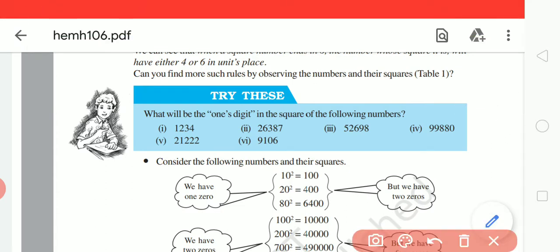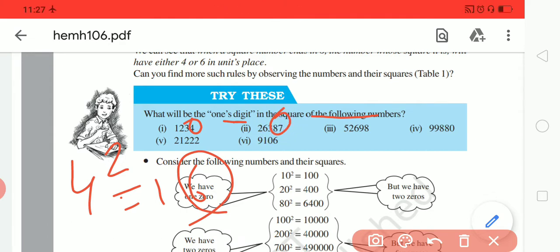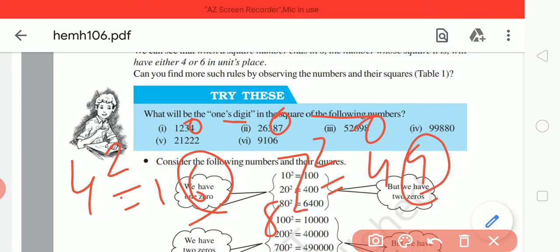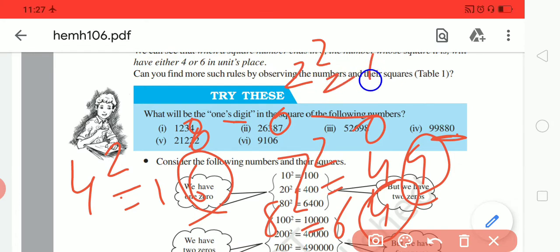Try these. What will be the ones digit of the square of these numbers? Just take the unit digit, that is 4. 4 square is 16, so the unit digit of the square is 6. Here is 7. Find the square of 7, you will get 49, so the unit digit of the square is 9. Here is 8, so find the square of 8, that is 64, so the unit digit of the square is 4. Here is 0, so 0 square is 0, so the square of this number ends with unit digit 0. Here is 2, so 2 square is 4, so the square of this number has unit digit 4.